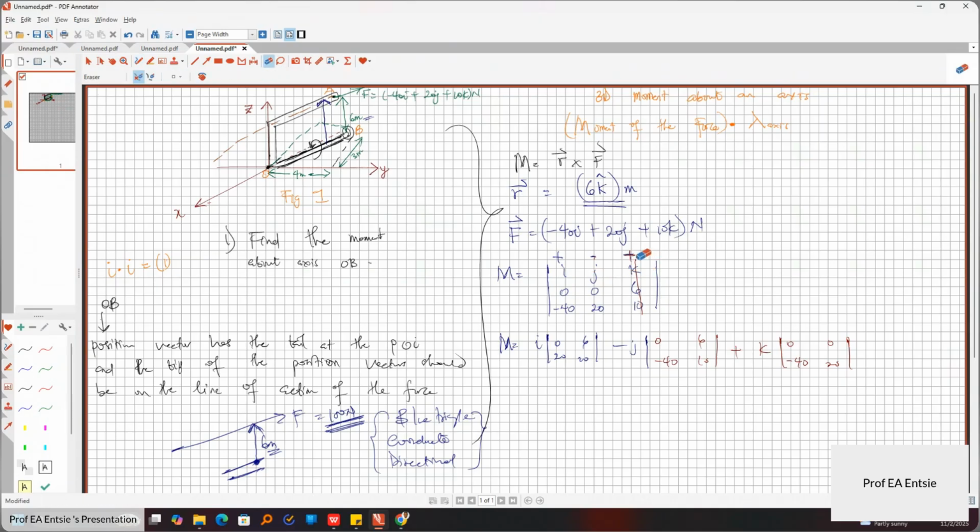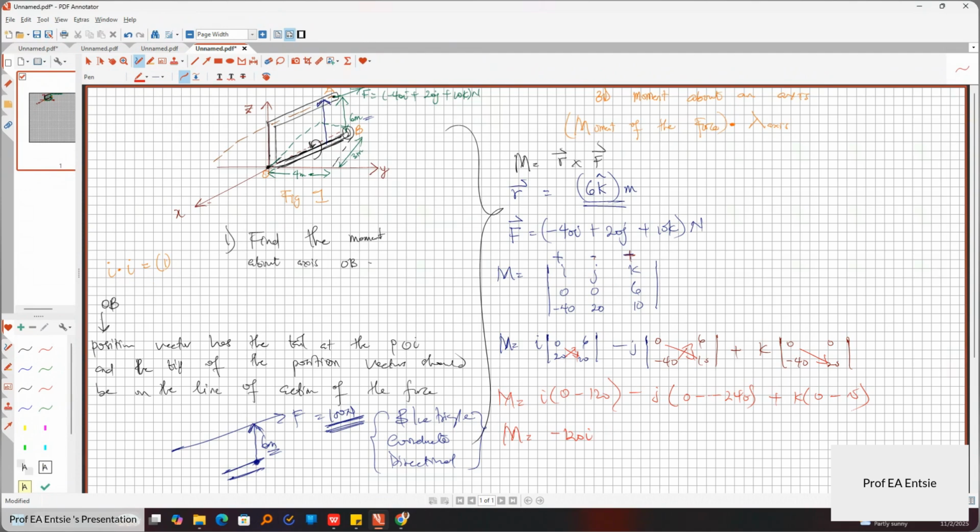So now I'm going to find the determinant. For the first one, the moment will be I into bracket 0 times 20, which is 0, minus 20 times 6, which is 120, minus J into bracket 0 times 10, 0 minus 6 times negative 40, which is negative 240, plus K into bracket 0 times 20, 0 minus negative 40 times 0. That one is also 0. So my moment will be negative 120I.